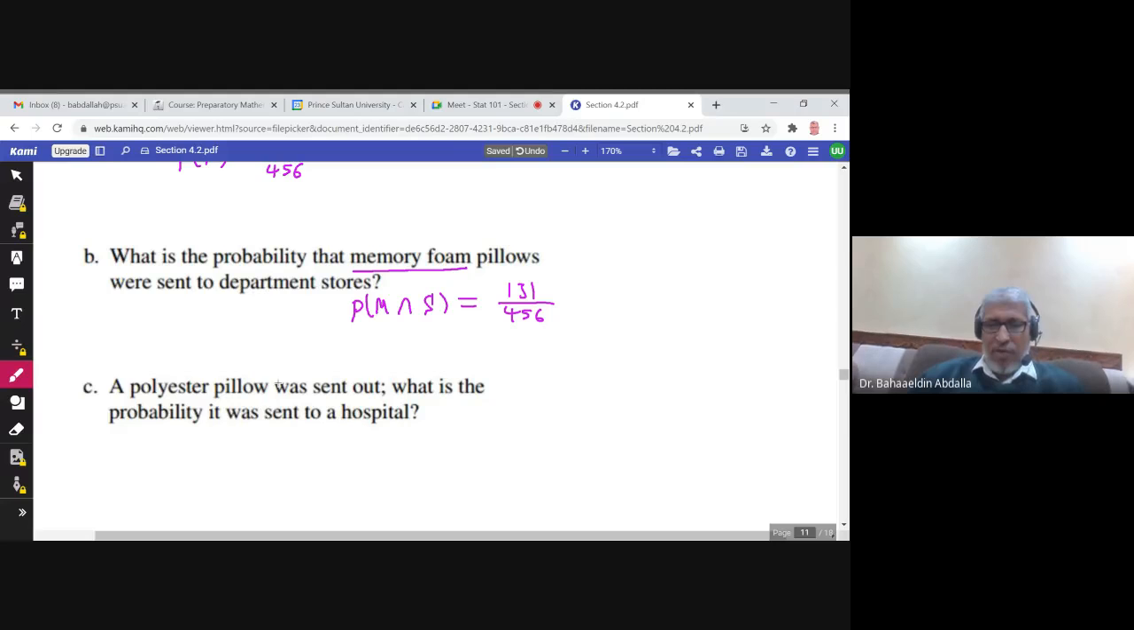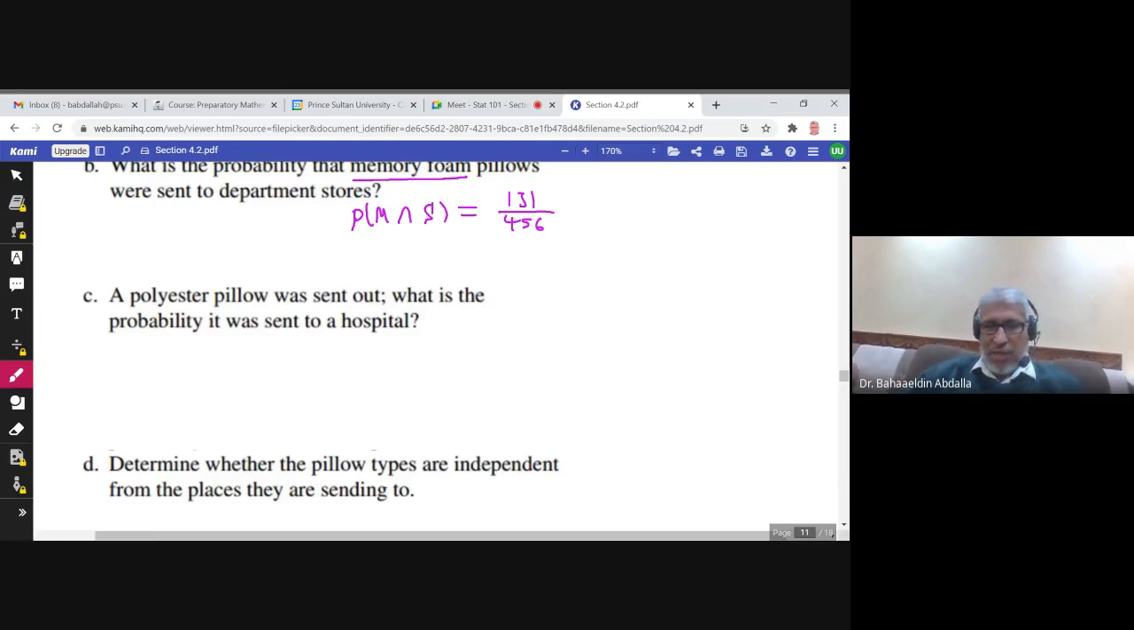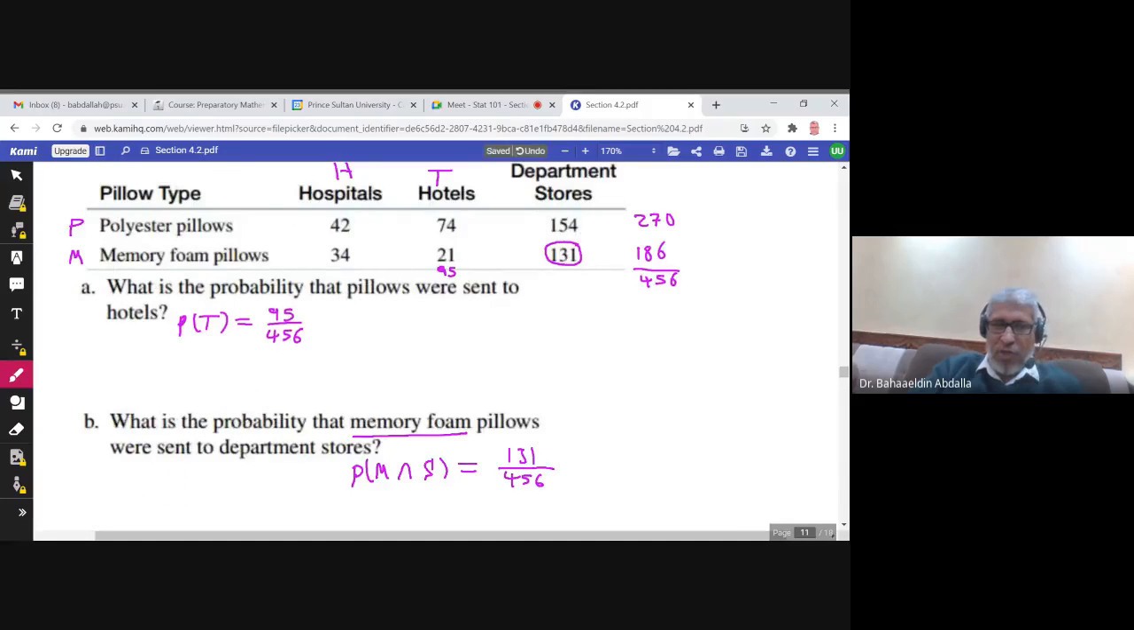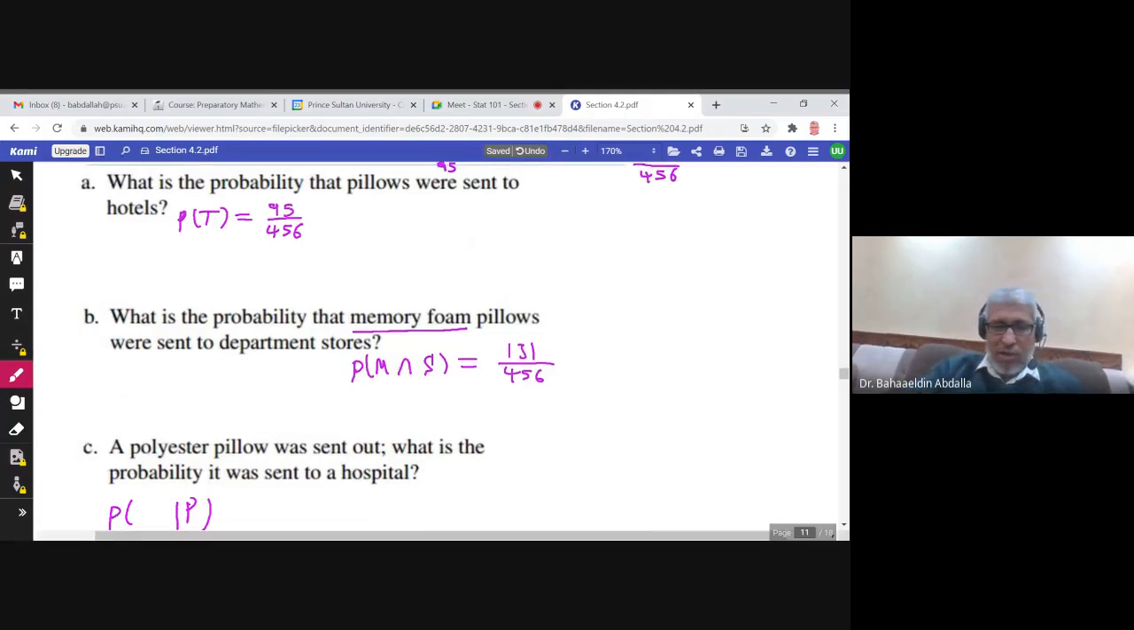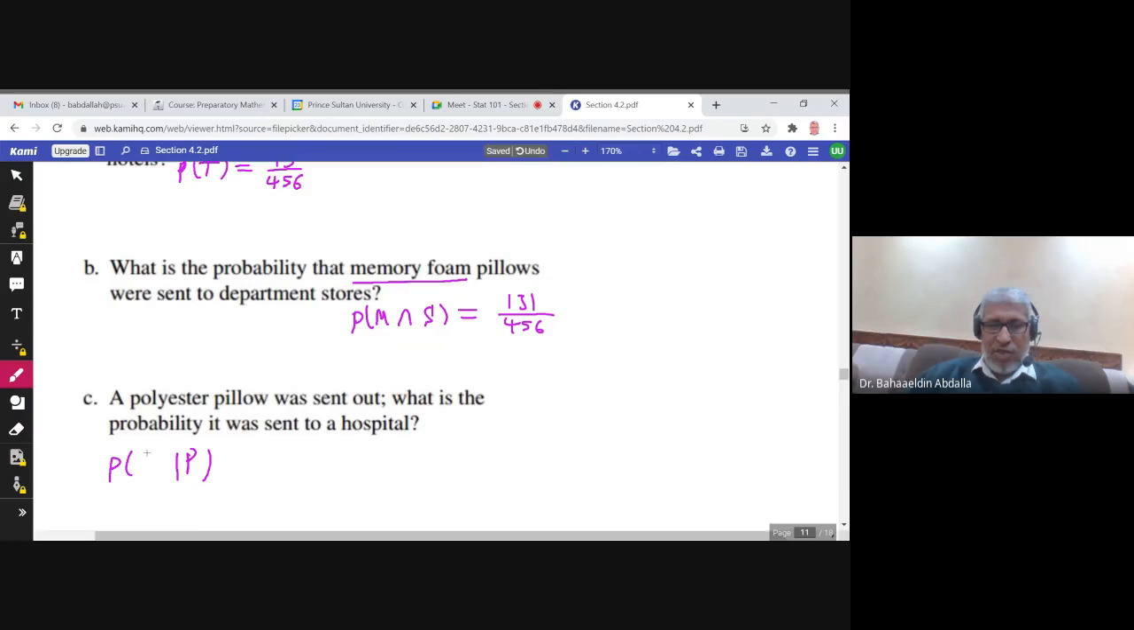A polyester pillow was sent out. So we know that a polyester pillow was sent out. What is the probability it was sent to a hospital? So this is a conditional probability. Okay, we have a fact. We know that a polyester pillow was sent out, so P is there. And the question, what is the probability it was sent to a hospital? We called hospitals H. So he's asking about the probability of H given P.